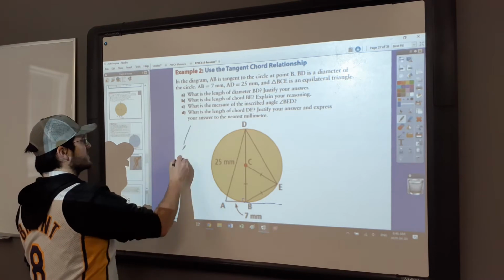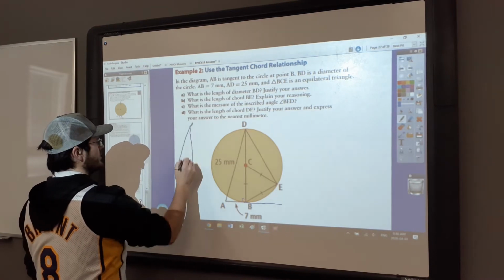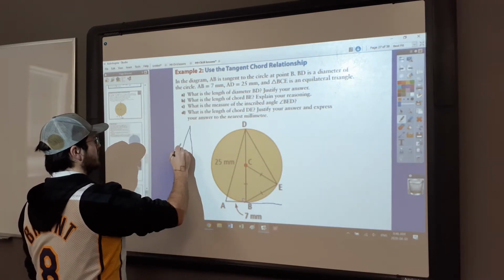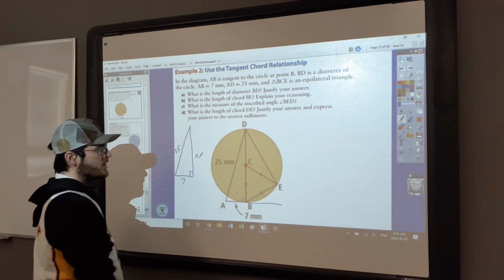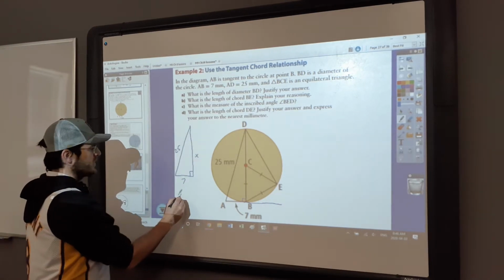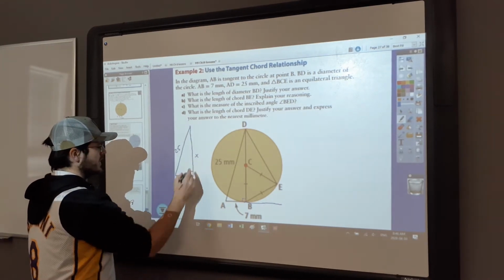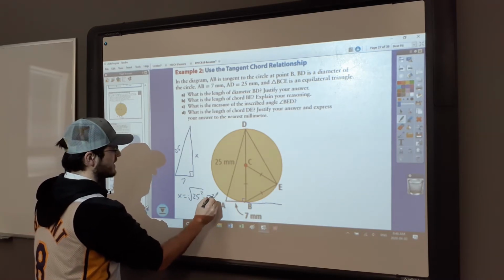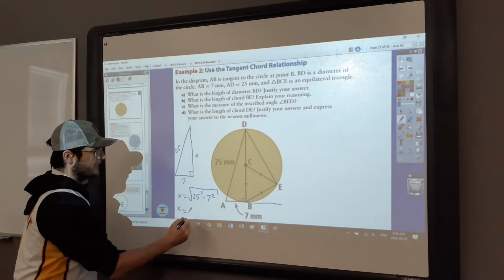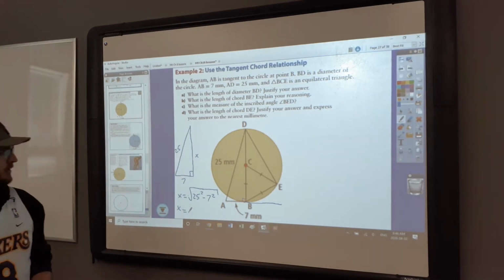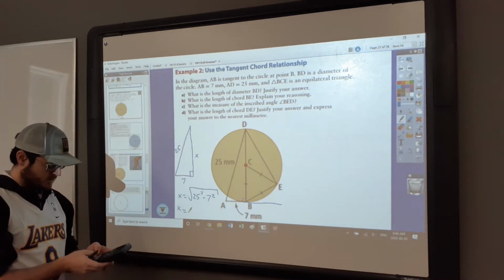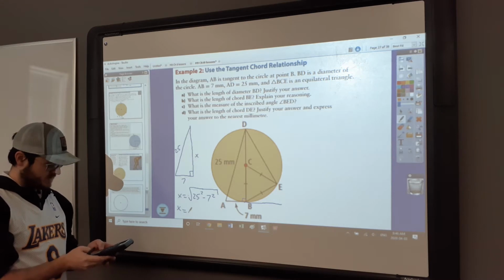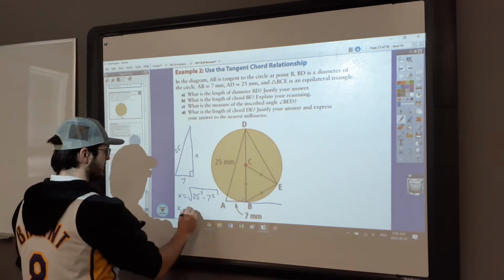Okay, so this is a typical Pythagorean theorem question. We've got a right angle, we've got 25, and we've got 7, so we can actually figure that out right here. So x is, we're missing the leg, so it's going to be 25 squared minus 7 squared. Okay, let's quickly jot that one in. 25 squared minus 7 squared. So it gives me 24.